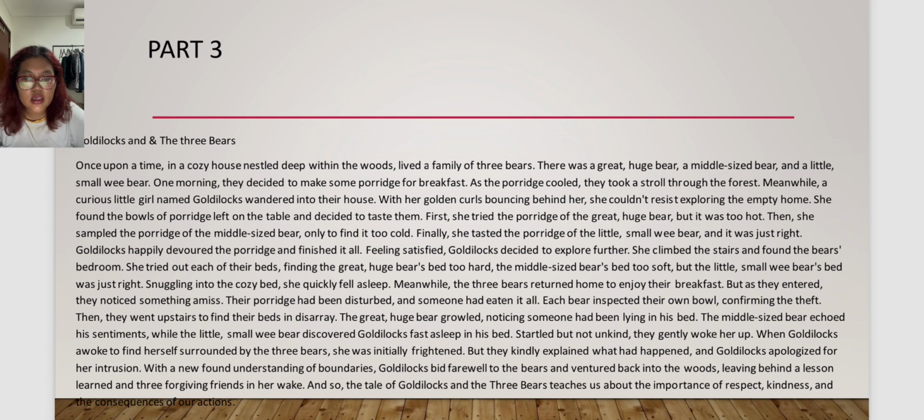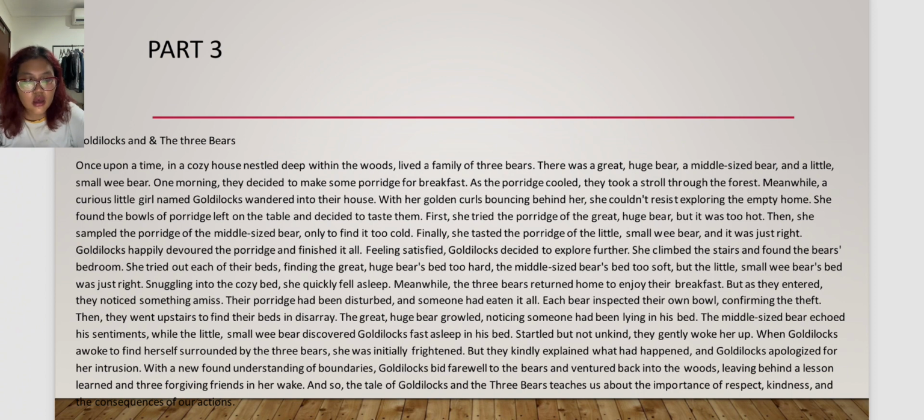The great huge bear growled, noticing someone had been lying in his bed. The middle-sized bear echoed his sentiments, while the little small wee bear discovered Goldilocks fast asleep in his bed. Startled but not unkind, they gently woke her up.